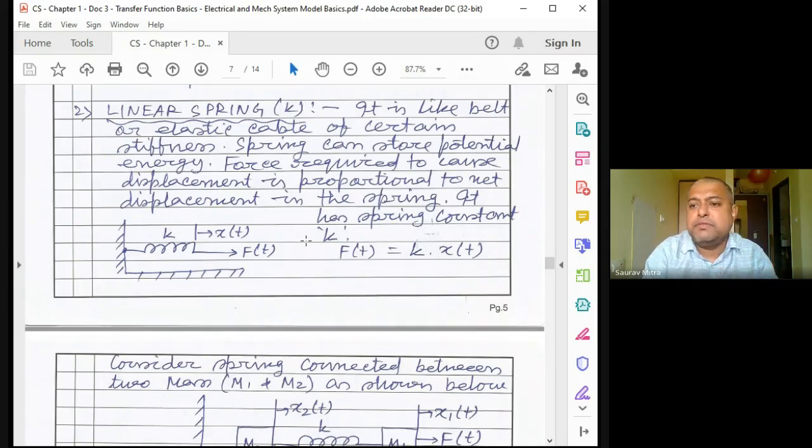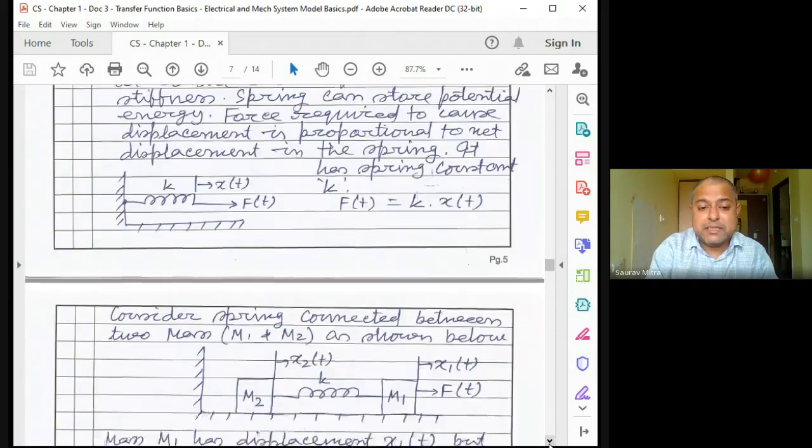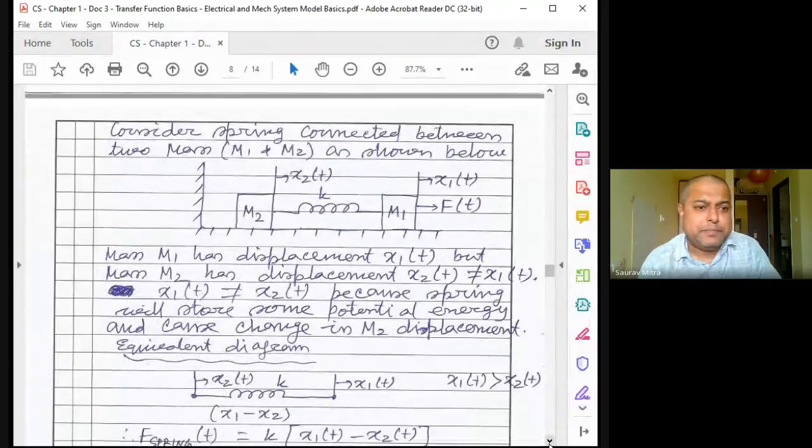So in the Laplace domain, you will find this F(s) is equal to K into X(s). So this is the thing. Now, a special case, write it down if you have pen and paper. Suppose there are two masses, this is mass 1 and this is mass 2, and in between there is a spring connected.